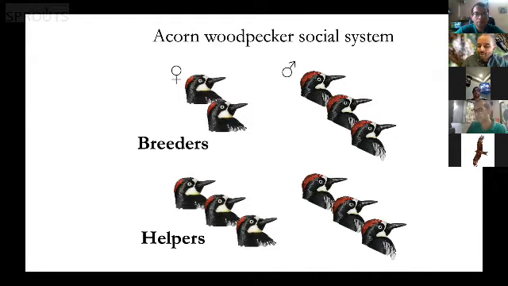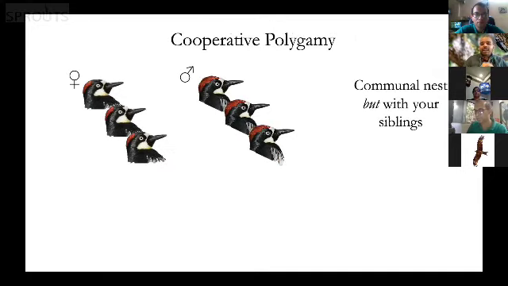So let's take the helpers out for the time being. What these birds are doing is what is called cooperative polygamy. Now, polygamy has recently become very famous because of Tiger King. I don't know if you've watched it, but polygamy is common in nature, and acorn woodpeckers do a very complicated kind of polygamy where multiple males and multiple females all have one communal nest.